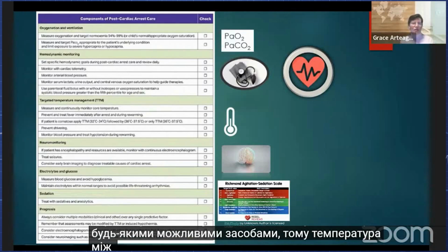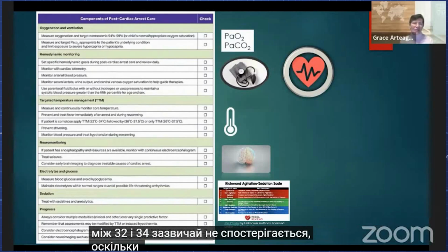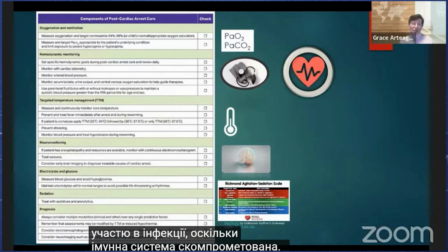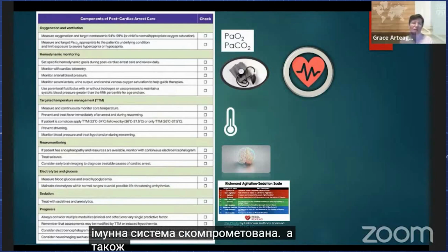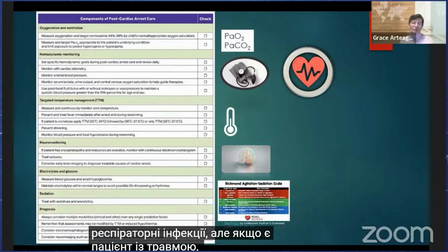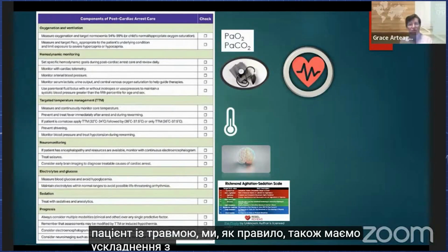So a temperature between 32 and 34 is not commonly done because it has been associated with predisposition to infection, because the immune system is compromised, as well as developing other types of infections, not only respiratory infections, but if there is a trauma patient, we tend to have complications from that standpoint.